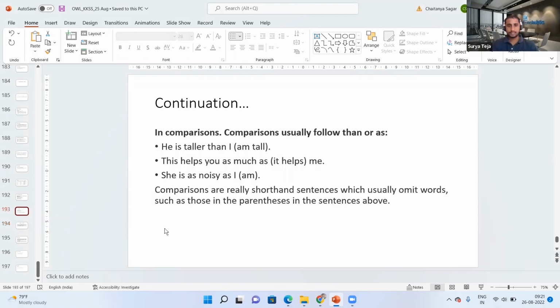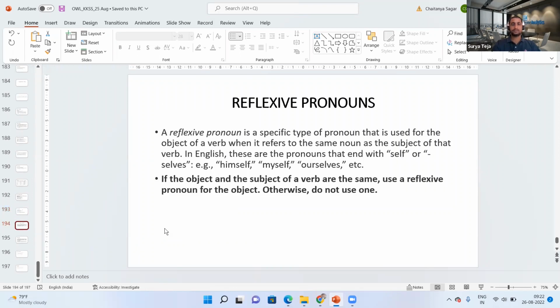This session is in continuation of what we discussed in our previous session. We were discussing how to use pronouns properly. We stopped where we discussed comparison, how pronouns could be used in comparison and how certain things could be omitted. In continuation, I'm going to discuss reflexive pronouns. I'll tell you why it is called reflexive pronouns and what the importance of it is.